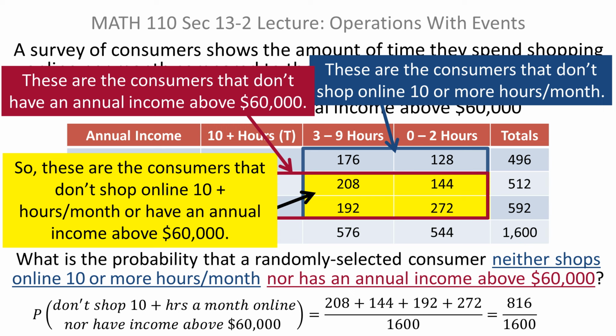And if you add the numbers in the numerator, you get 816 divided by 1,600. And if you write that as a decimal, you get 0.51, or 51%. So the probability that a consumer doesn't shop 10 hours or more per month online, nor do they have an income above $60,000, is just a little over 50%, 0.51 in particular.